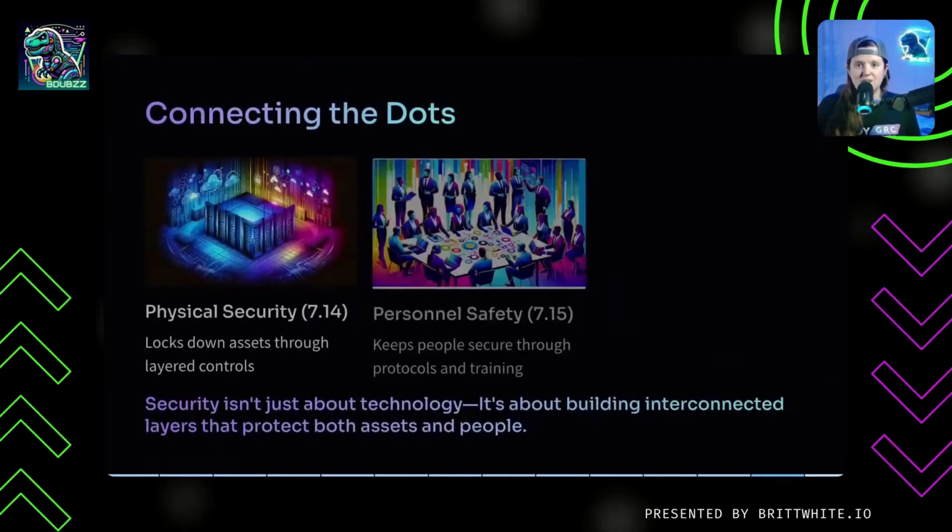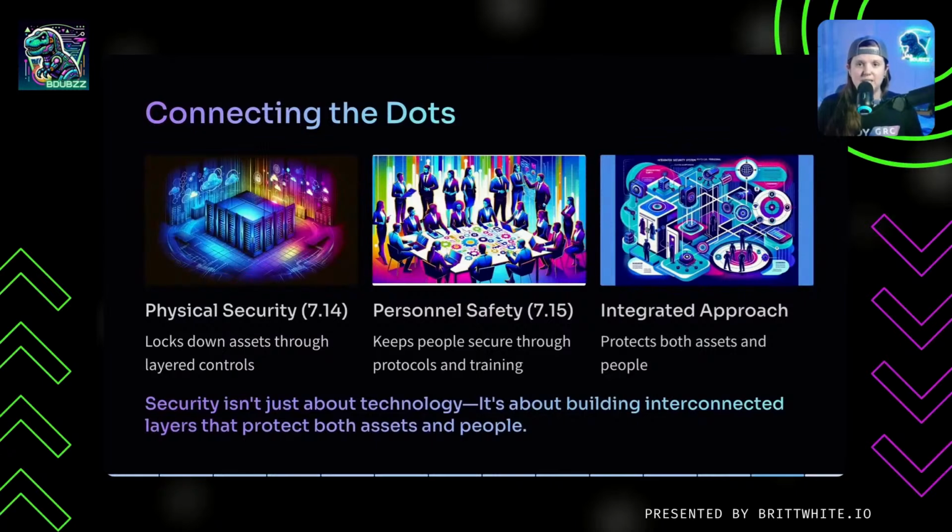Now let's tie this all together. Objective 7.14, physical security, locks down our assets through perimeter and internal controls. Imagine a fence and badge readers working together to protect a data center. Objective 7.15, personnel safety, keeps our people secure through travel protocols, training programs, emergency procedures, and duress management. These objectives are natural partners. Physical security creates protected spaces, while personnel safety makes sure that people can work confidently within them.